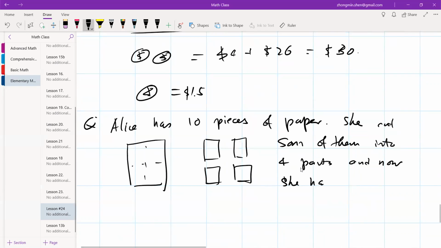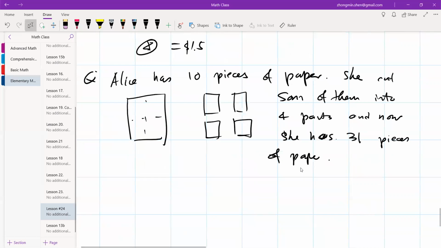And now she has a total, let's see how many. She has 31 pieces of paper. And my question is, how many pieces of paper did she cut? 7. 7?